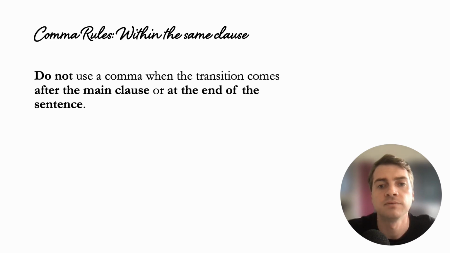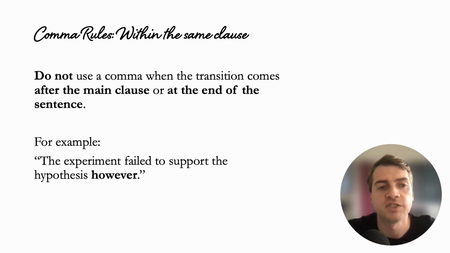All right, the last one, do not use a comma when the transition comes after the main clause or at the end of the sentence. So for example, the experiment failed to support the hypothesis, however. Here we can see that the transition comes at the end after the main clause, and in these situations, we simply never need a comma. Again, go back to the sentence structure and the comma rules and the sentences and clauses lessons. All this should be pretty clear if you've got all these lessons together.